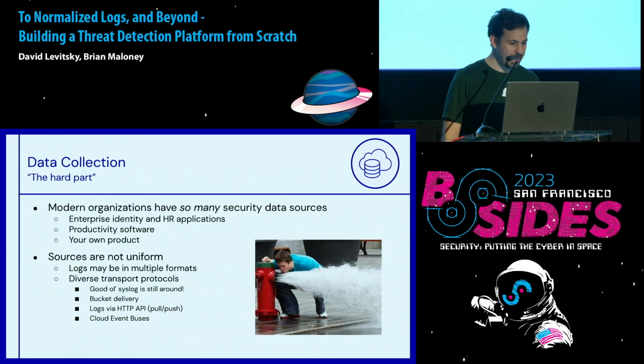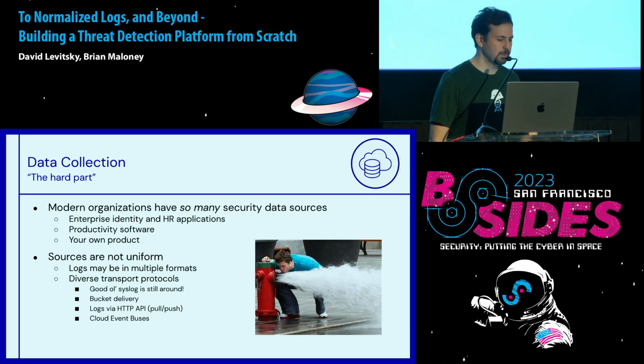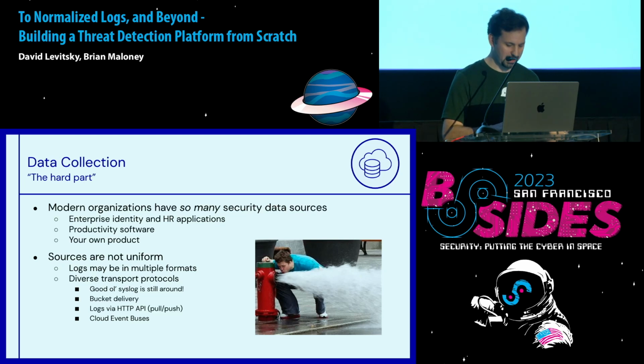And these sources, they're not uniform. They're going to come in many formats: raw text logs, delimited formats, CSV and space delimited, JSON, could be some binary formats even. And those come in via different protocols. Some of you may not have to deal with syslog today, but a lot of people still do. Buckets are a common way of delivering logs as well, and you need a way to get that data into your platform easily. HTTP APIs via either pull or push are another common method. And then cloud event buses are kind of an up-and-comer in this space.